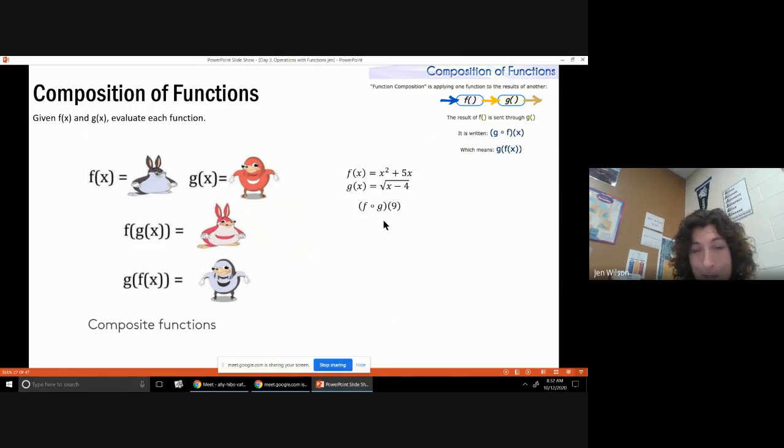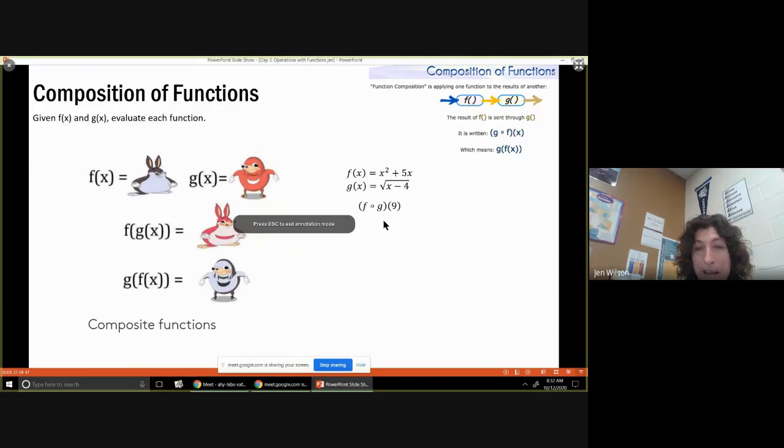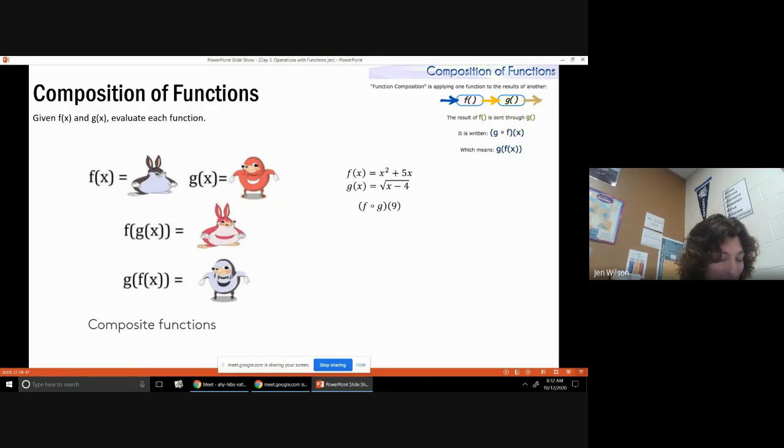Here's one with numbers. You have f of g, and we want 9. So there's two ways to do it. You can put the entire g function into f, or we could just put in 9 into g and then put the answer into f. We're going to put the number 9 into both of them. So I'm going to write my two functions. g of x is going to be first, and then I'm going to put in 9.